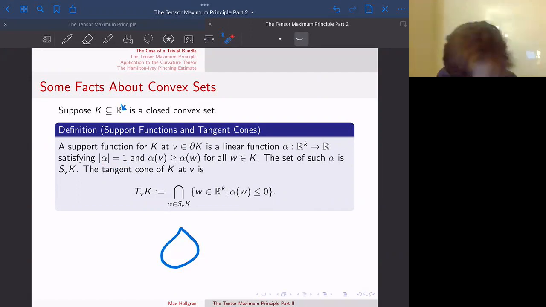Actually, do we want the operator norm? No, just take the Euclidean norm to be 1. I think that's what we want. It's not too important.